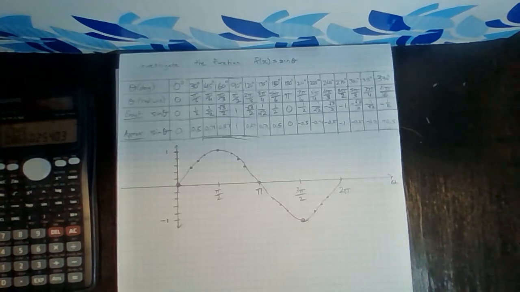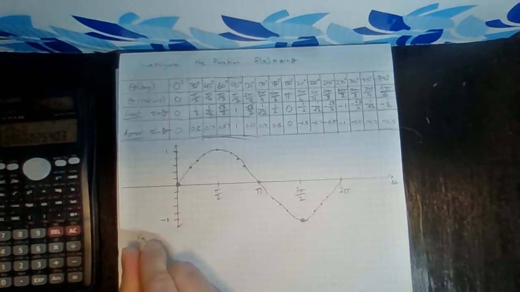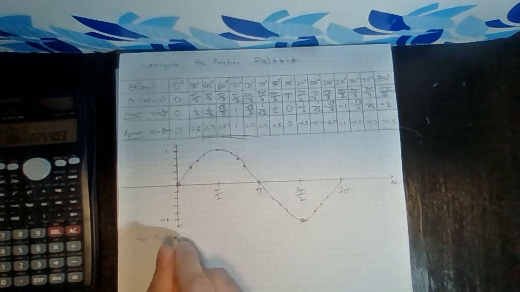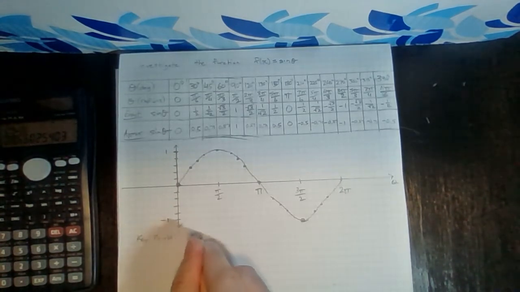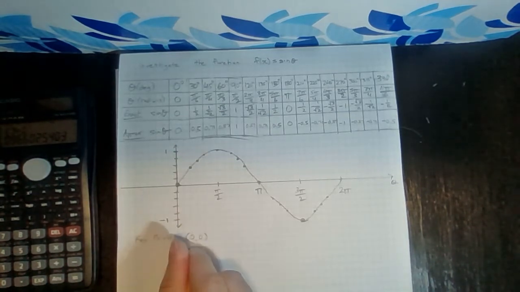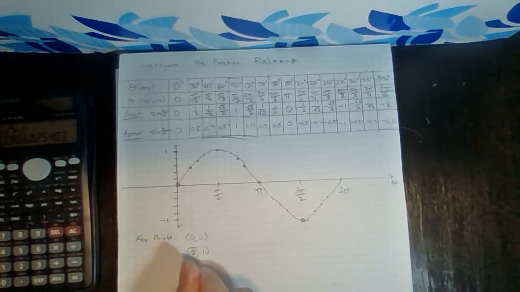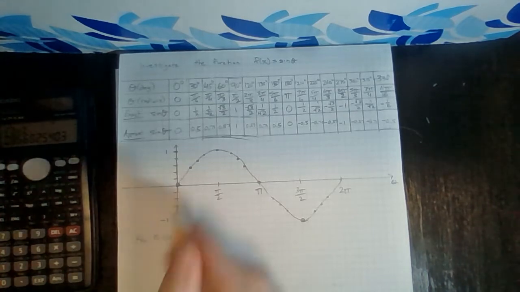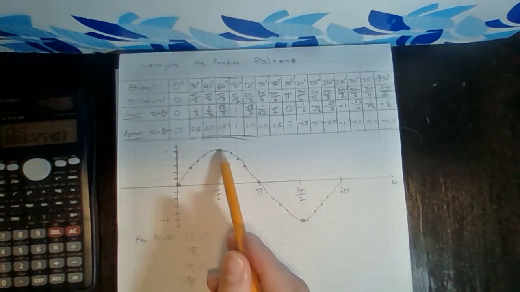So key points. The points we want to make sure we're including are 0, 0, we cross right through the origin. Pi over 2 and 1, pi and 0, 3 pi over 2 and negative 1, 2 pi and 0. These are the points we're going to want to draw.